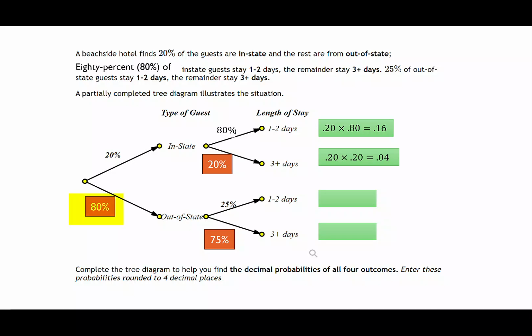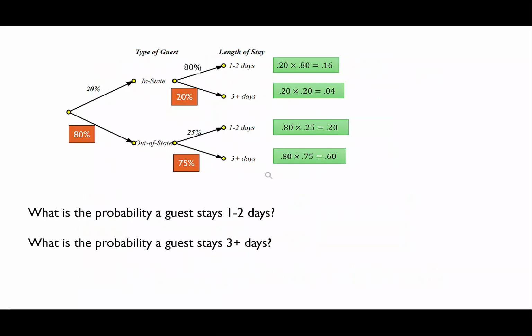If I look at out-of-state and 1 to 2 nights, I do 80% times 25%. That's 20% of the guests. And then the last one, out-of-state and staying 3+ nights, 80% times 0.75 is 0.6. Now that we have this information, we can answer some questions.